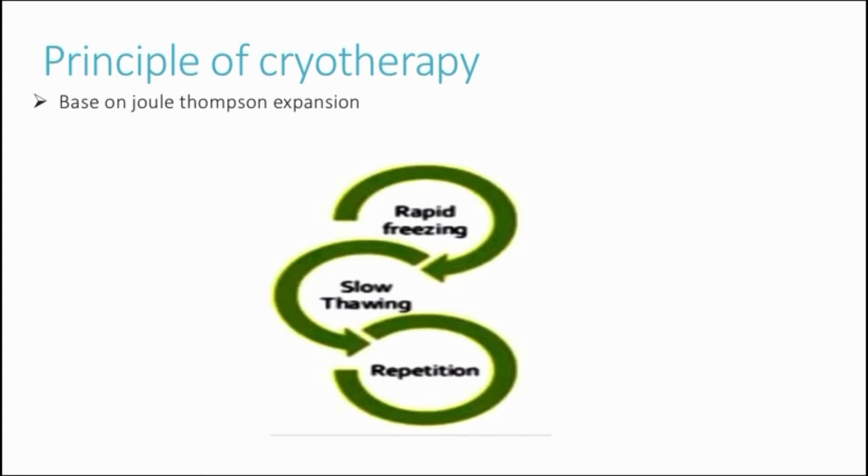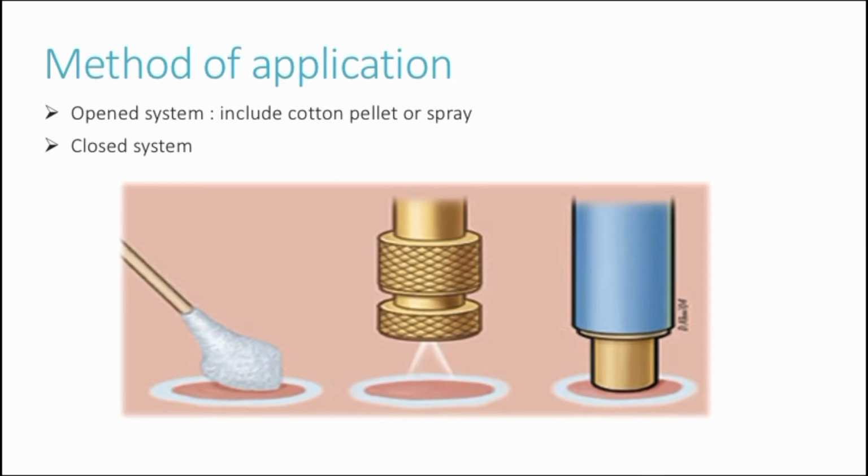The basic technique of cryotherapy, or the freezing cycle, includes rapid cooling, slow thawing and repetition of the freezing process to maximize tissue destruction. For the method of application, we have an open system and a closed system. Open system includes cotton bud or spray, closed system includes cryoprobe.